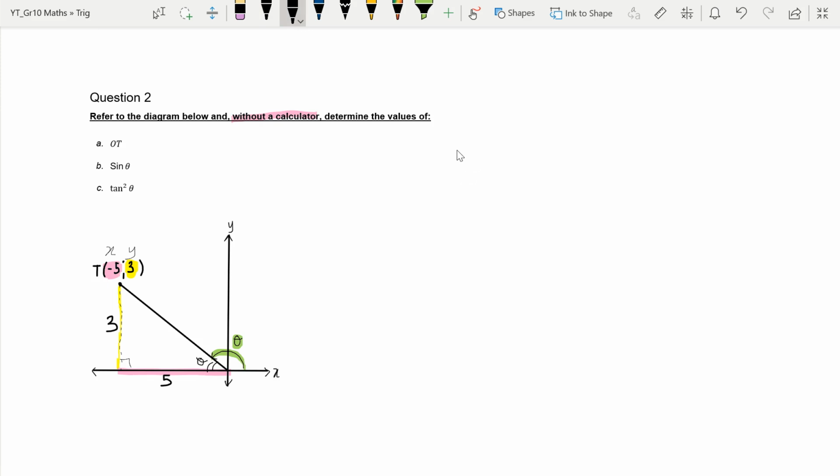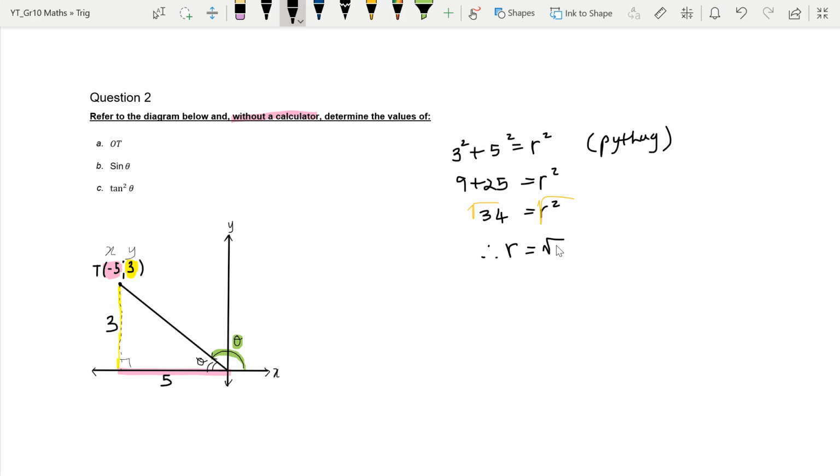So for our theorem of Pythagoras, the shorter two sides, 3 squared plus 5 squared is equal to the hypotenuse squared. You can use an h for hypotenuse, and we're using Pythag, so that would give us that. And then I think that would give us that. And then I'm just going to get the square root on both sides. And then we get that r is equal to the square root of 34.